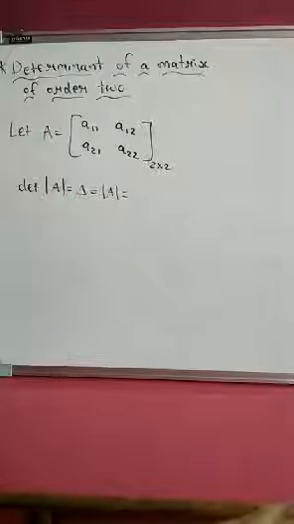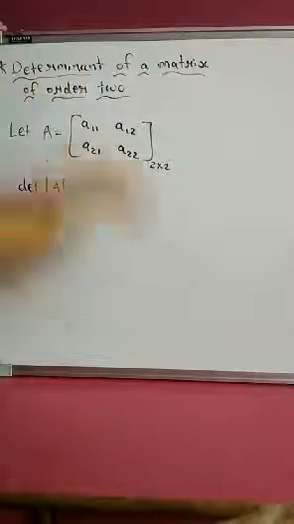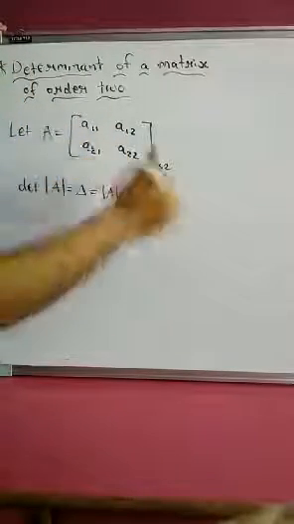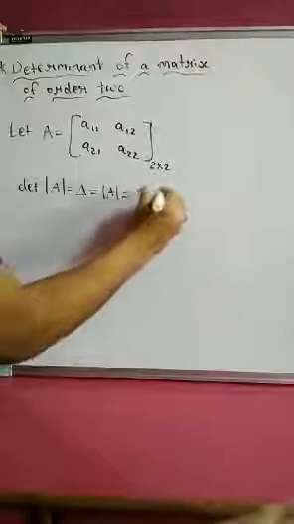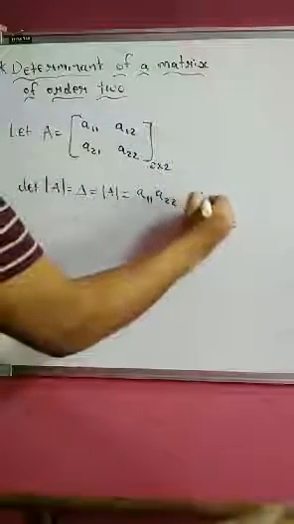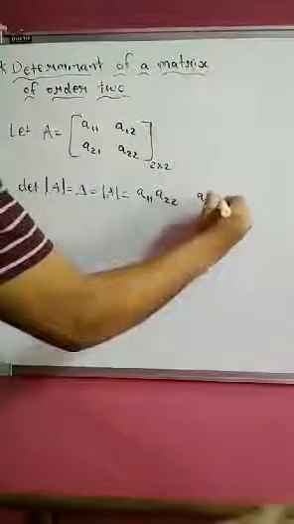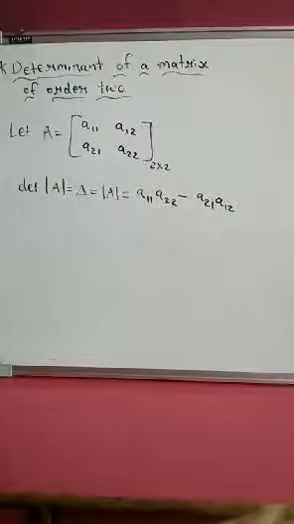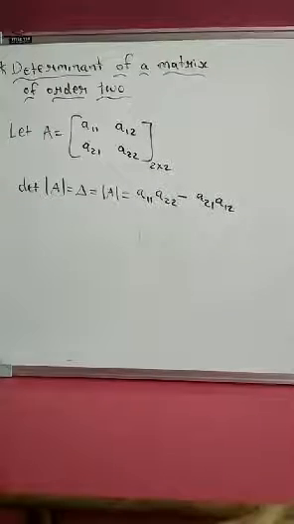Now, what will be the determinant answer? In short, I will tell you what you have to do. You have to multiply this first, a11 with a22. Then you have to multiply these two cross, a21 with a12. In between you have to put a minus sign. That's it. This is a very, very important step.